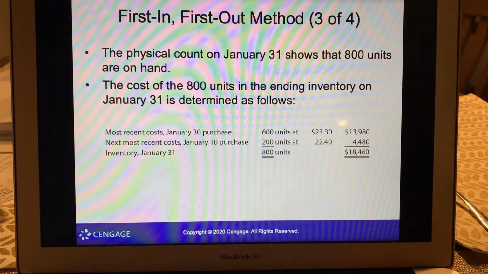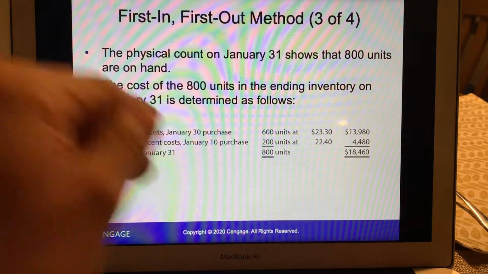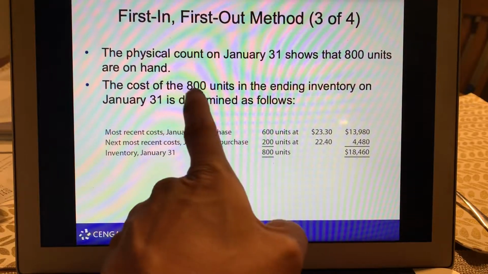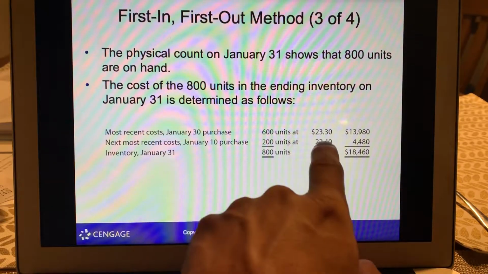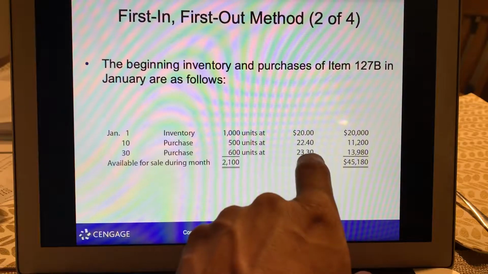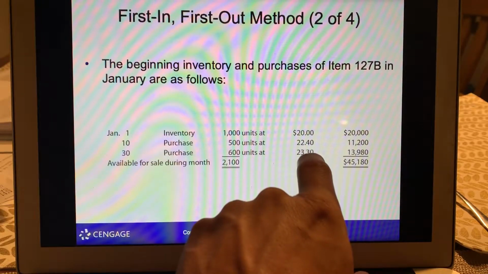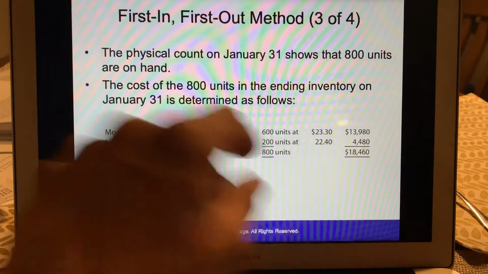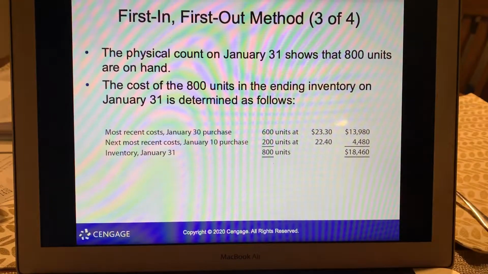Okay, let's see. It says the physical count on January 20 shows that 800 units are on hand. The cost of 800 units in the ending inventory. So our most recent is 600 units, 200. Don't forget, only 800 were left. So with our first in, first out, we have to go with our first purchases, our first ones in, our first ones out. So then our 2330 and 2240. So we look at that 2320 and 2240. So that's where we're looking at that. So our cost of goods at the ending will be 18,460.